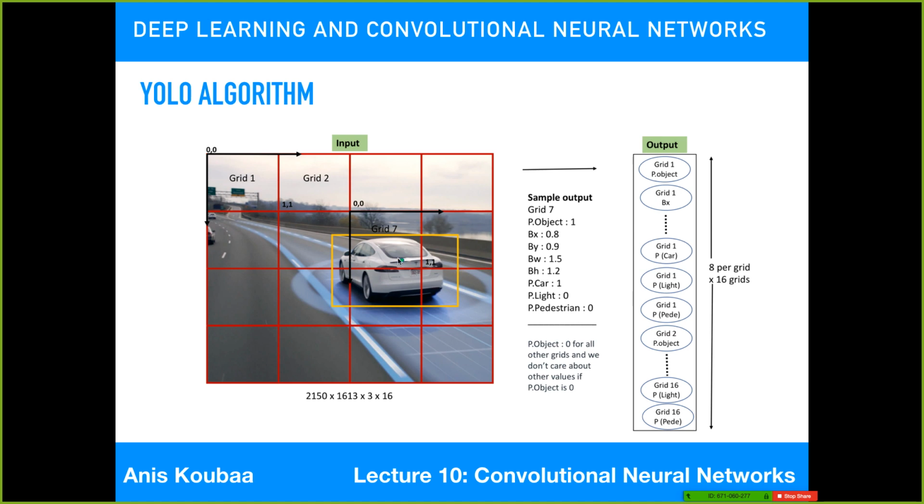And then you have the height and the length, 1.5 and 1.2. Look, the bounding box is a bit greater than the size of the grid here, because you have used an anchor corresponding to this size. And then the probability that this is a car is equal to 1. The probability that it is a light is 0, the probability of pedestrian is 0. And of course, for all the other cells, it's going to be equal to 0. So the car is detected at grid number 7.